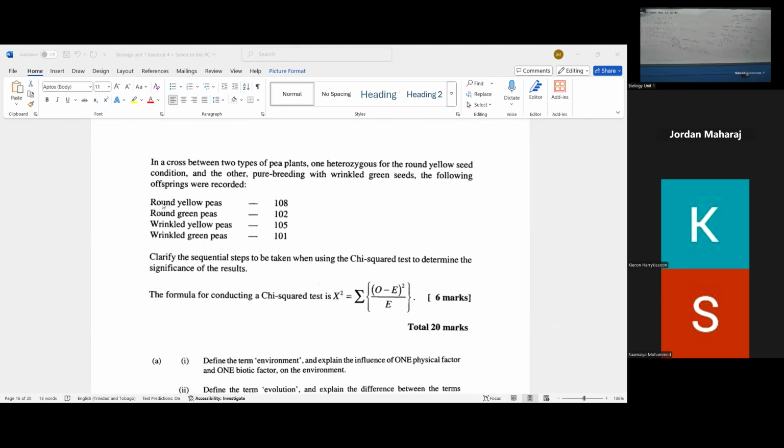Okay, so look at this question here. In a cross between 2 types of pea plants, one heterozygous for the round yellow seed condition, and the other one pure breeding with wrinkled green seeds, the following offspring were recorded. So what category would this fall under? Observed or expected? Observed, right? So these would be observed.